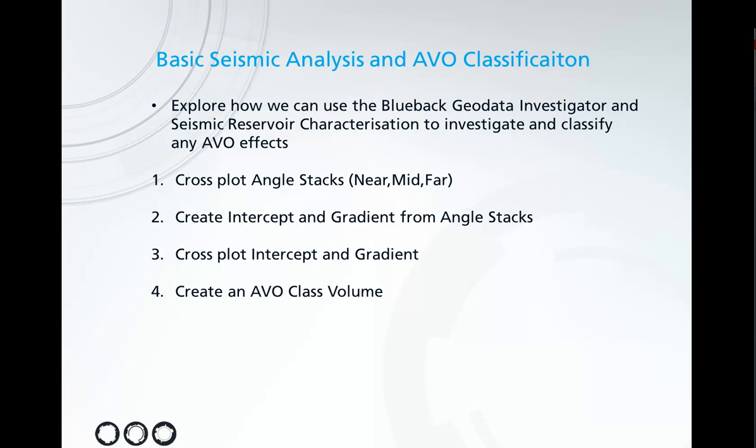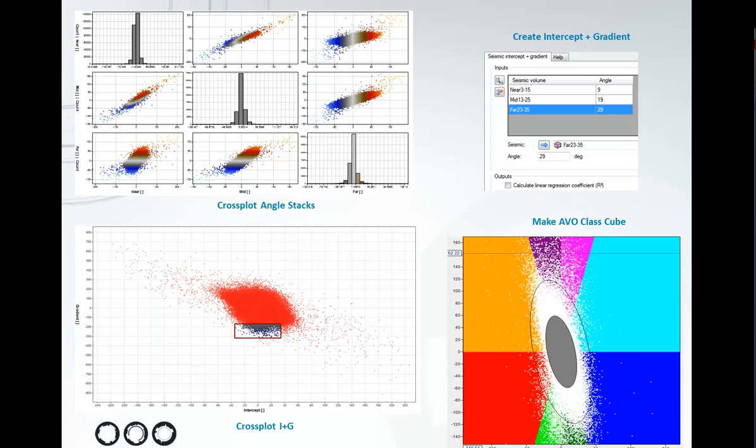The first thing we're going to do is crossplot the angle stacks to see if we have any effects worth investigating. Then we're going to create an intercept and gradient from the angle stacks, and again plot those two to see if we have any interesting effects. And finally, we're going to create the AVO class volume. So it will look something like this.